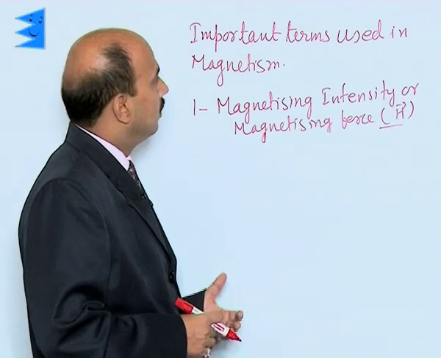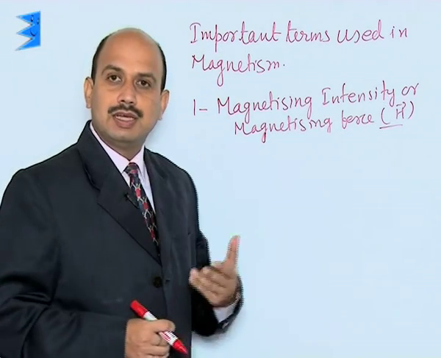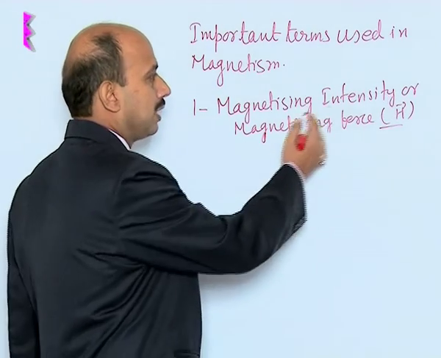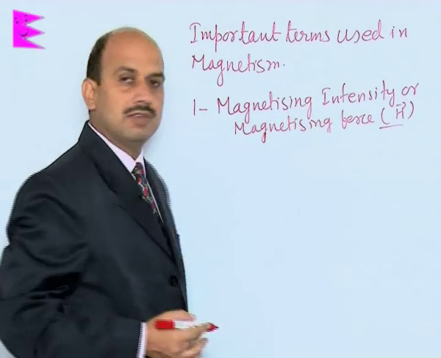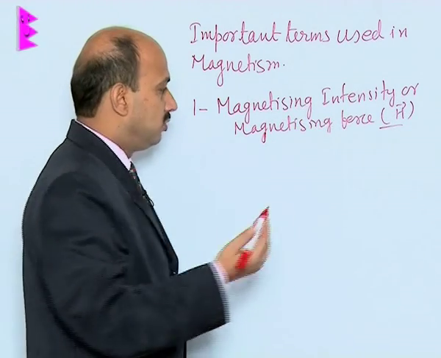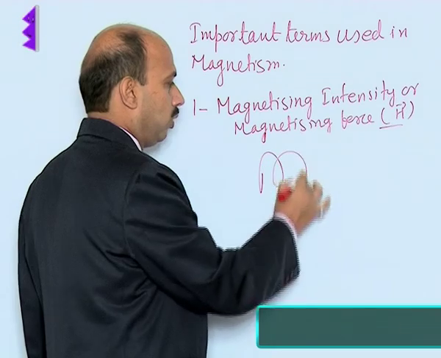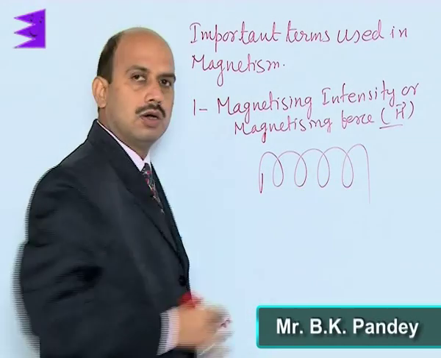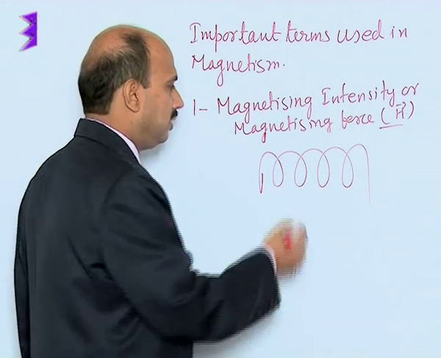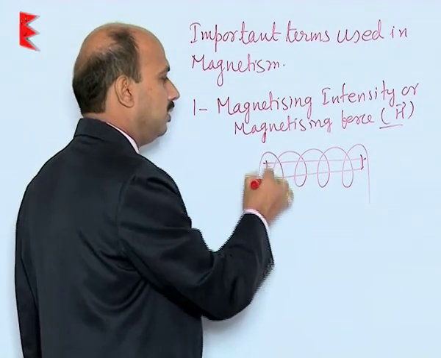So, now see here some important terms used in magnetism. First term is magnetizing intensity or magnetizing force. See here, if you have taken a solenoid like this, or you can even take a toroid, some material is placed inside it.